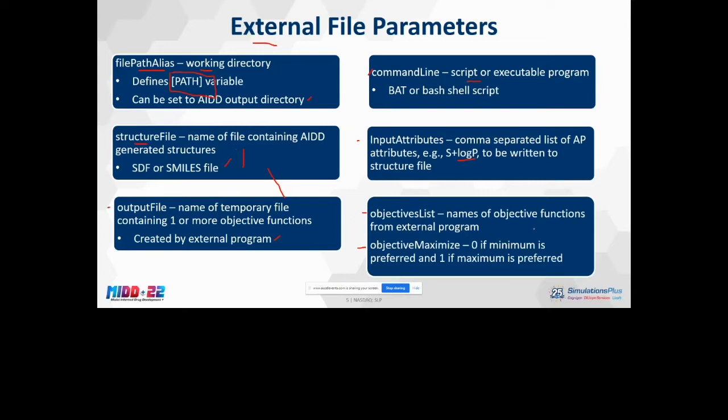So this is the name of the objective function. In my example, I called it AutoDock underscore score. So that's the name of the objective function that's returned back to ADMET Predictor. And then for each one of these objectives, you need to say whether a minimum value or a maximum value is preferred. So either 0 or 1. And these can be comma separated if you include more than one objective function.